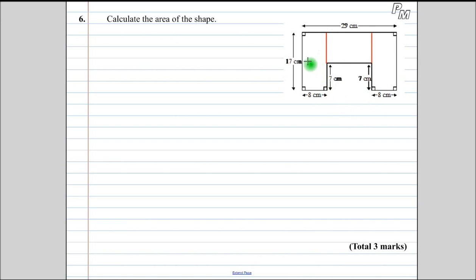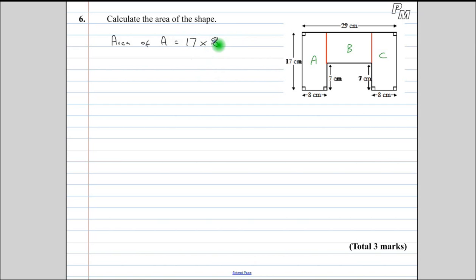So let's think about our rectangles. We'll call them A, B and C. And we'll think if we've got enough information to work these rectangles out. Well, that length there is 17 and the width of this rectangle is 8, so we have enough information to work that out. So the area of A is going to be 17 multiplied by 8.